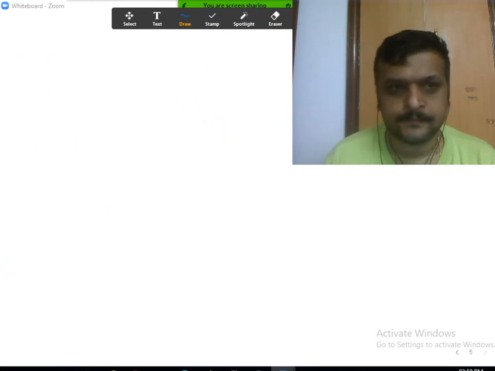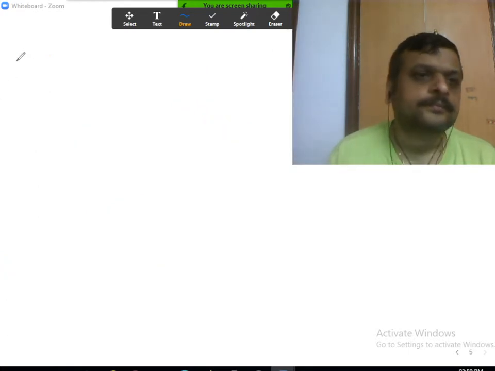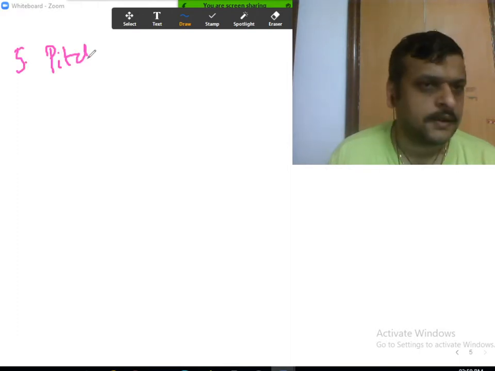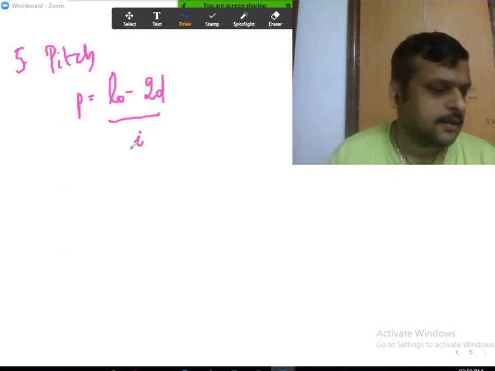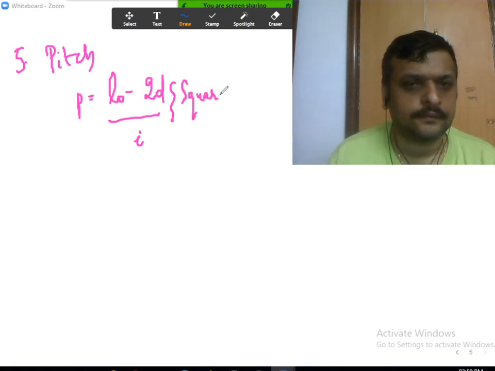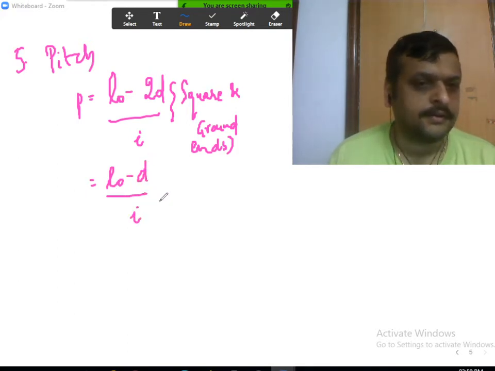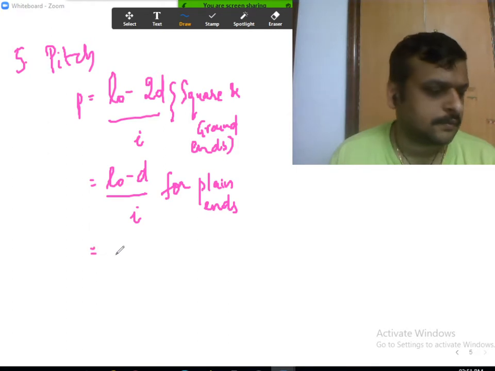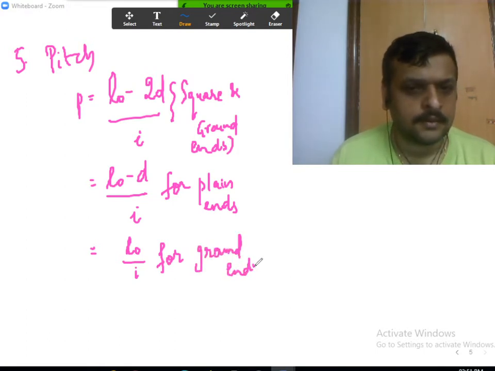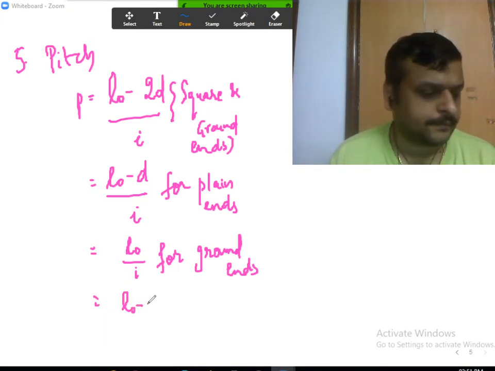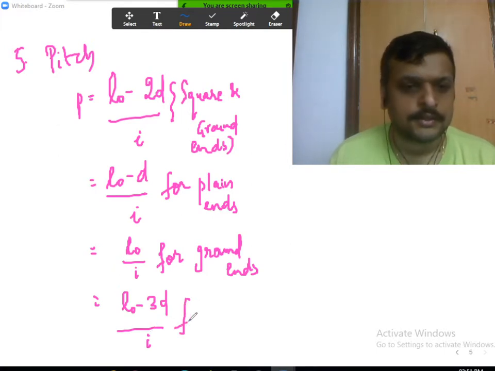Next step will be pitch with respect to a figure given. Small p equals L0 minus 2d upon i. This is for square and ground. So these assumptions can be made suitably. Then if we go for plain ends, this is the equation, and for ground ends only, and last one for L0 minus 3d upon i for square ends.